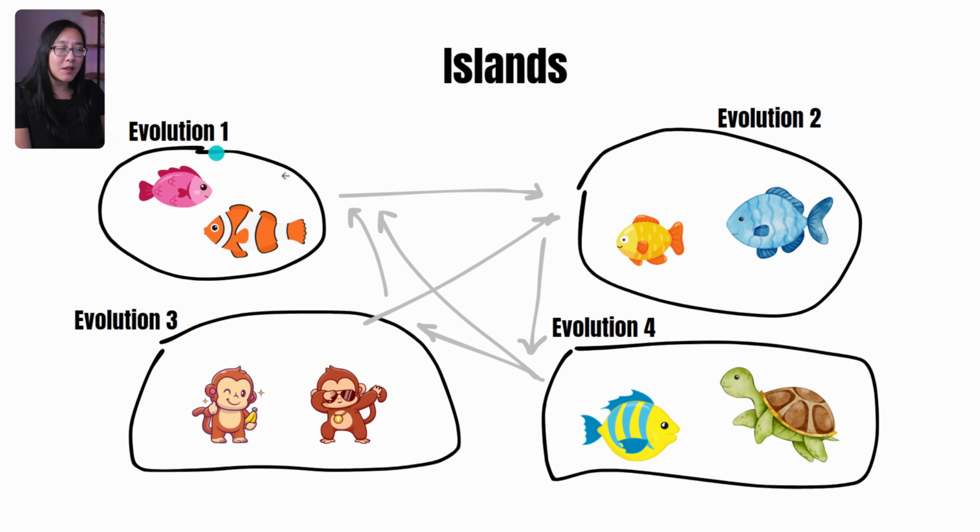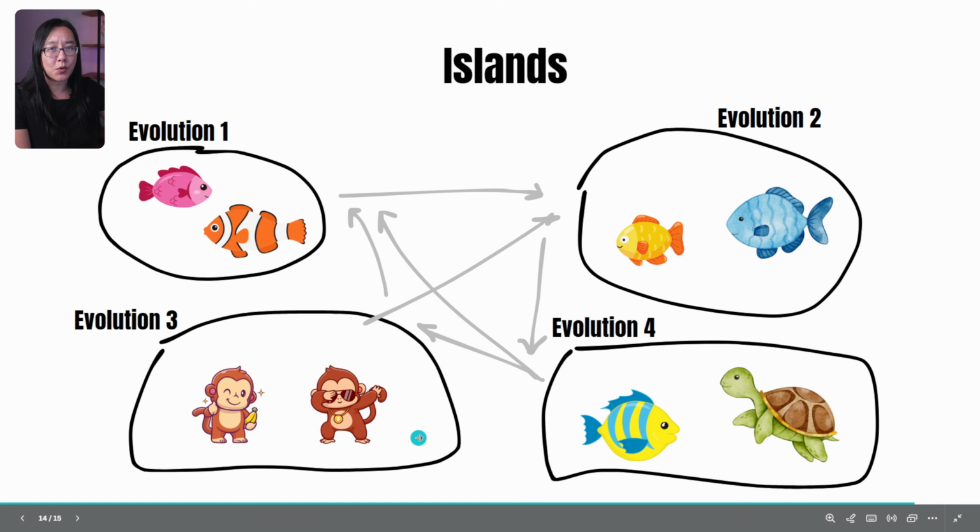Within each island, the population here is evolving and changing within itself. However, sometimes you get an island that is stuck. For example, this island here, we might be looking for an animal that can survive in the sea. And even though these monkeys are very cute, it doesn't matter what we do to these monkeys from an evolutionary perspective. These monkeys will not be able to survive if we just throw them into the sea.